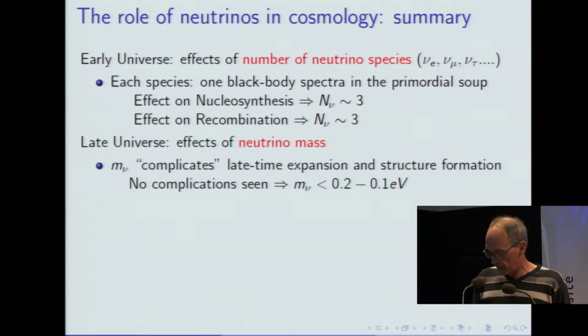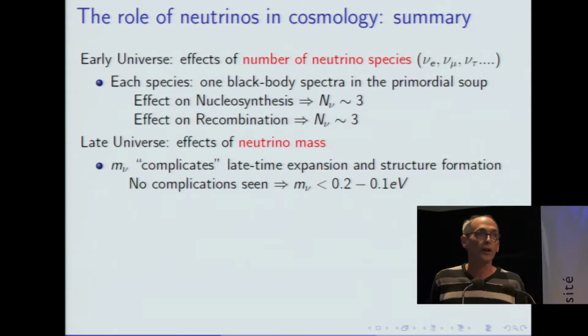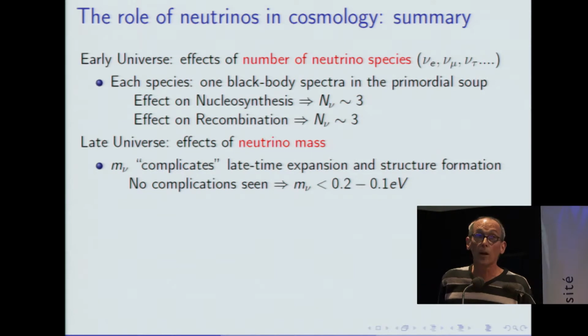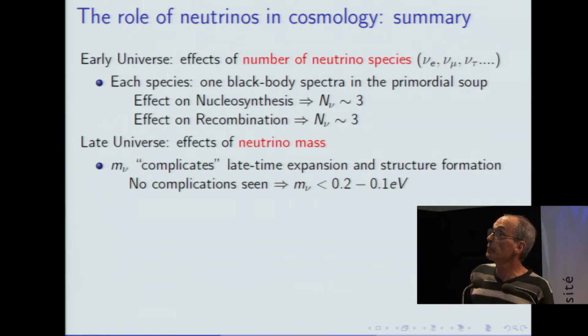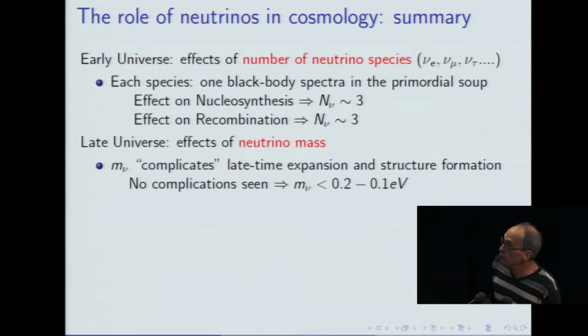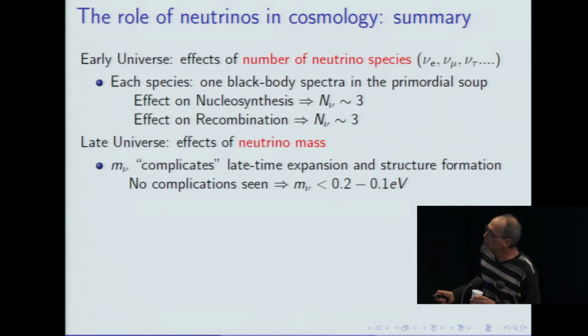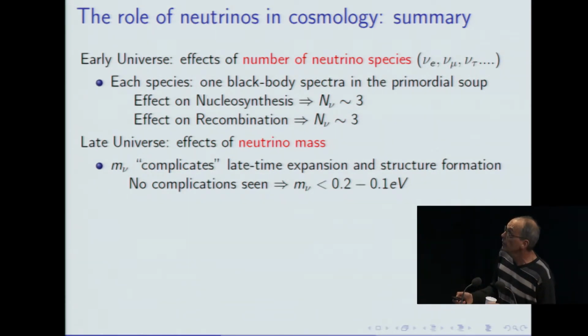In the late universe, it's no longer the number of neutrinos. What is most important now is the neutrino mass, because the neutrino mass will complicate the late-time expansion, since suddenly one of the radiation components becomes a massive component. The fact that we don't see any of these complications, because we can now measure the expansion rate and so forth, gives limits like 0.2 to 0.1 electron volt. Actually, I think that should be 1. Whatever, the precise values are not to be taken too seriously.